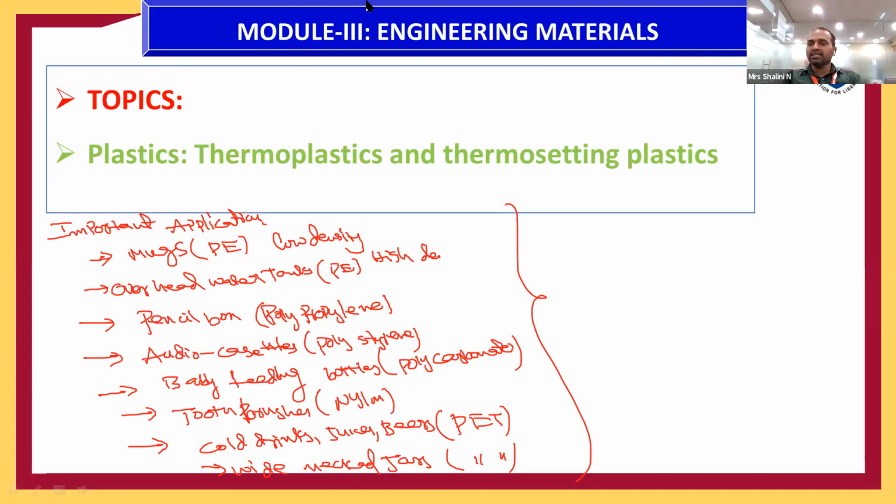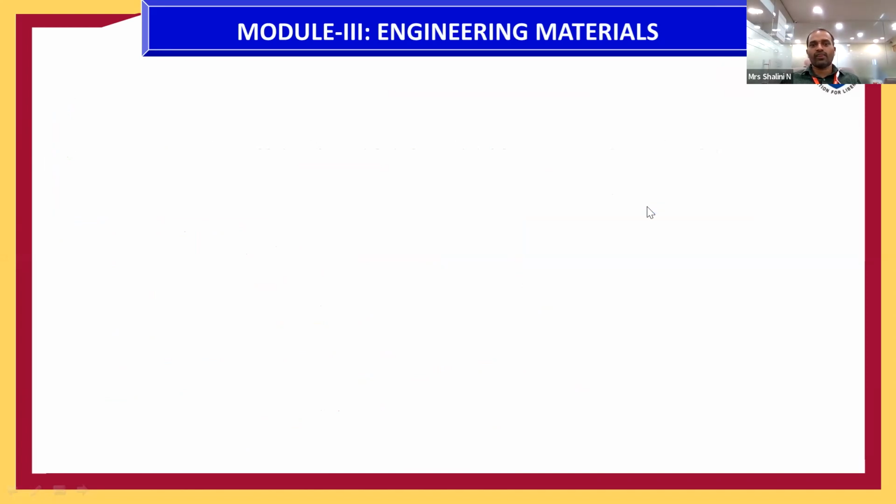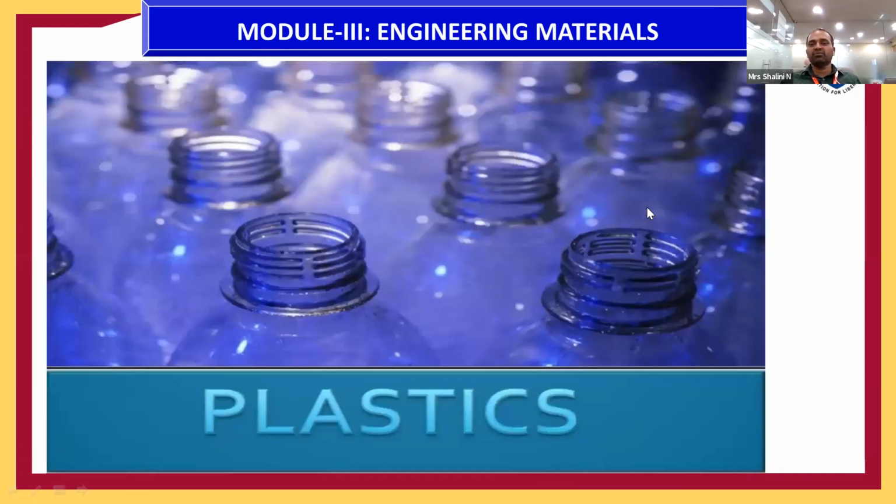Now, what is plastic? We already discussed. Plastic is the material which shows the property of plasticity and can be easily molded and reshaped with the application of pressure and temperature. So that is called plastics. These are the important applications and properties of plastics. Here you see the plastic bottles.